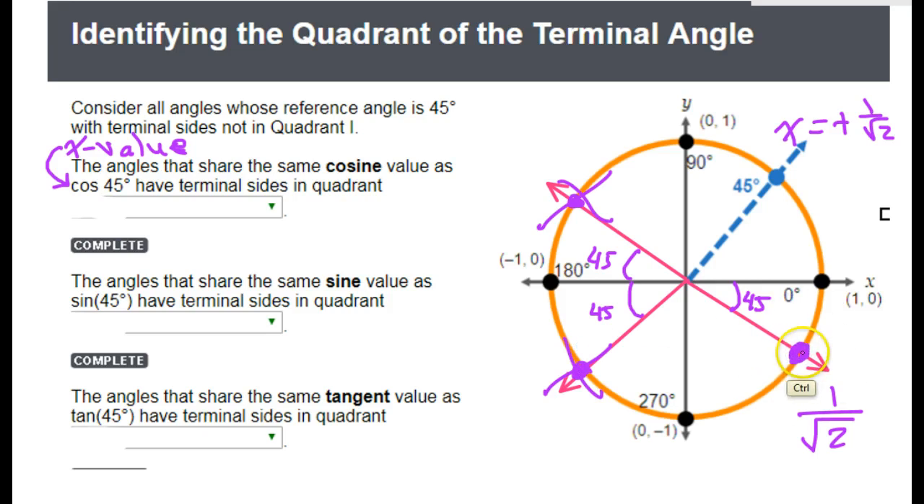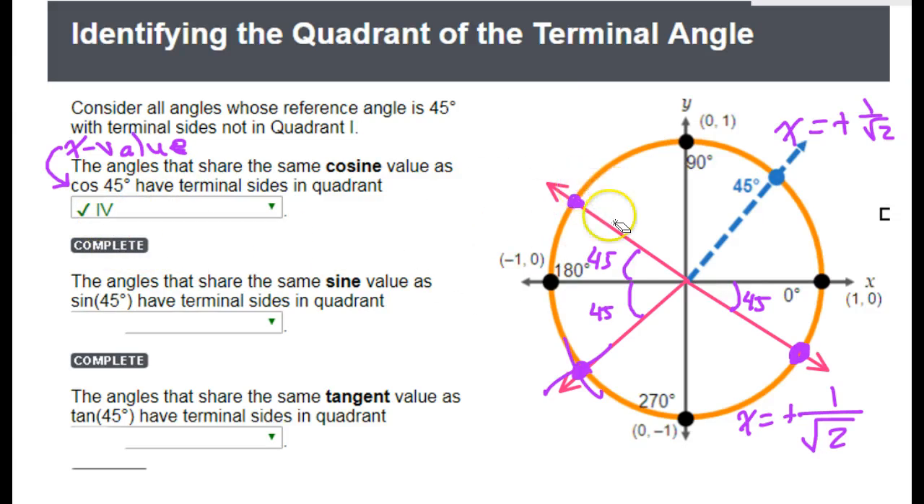Okay, does this point have the same x value as this point? Well, look, see how they're one right above the other? Both of these are equal to positive 1 over radical 2. Even if you didn't know that it was 1 over radical 2, you would still know that these will have the same x value. Okay, so this is quadrant 4. So that's why the answer here is quadrant 4.